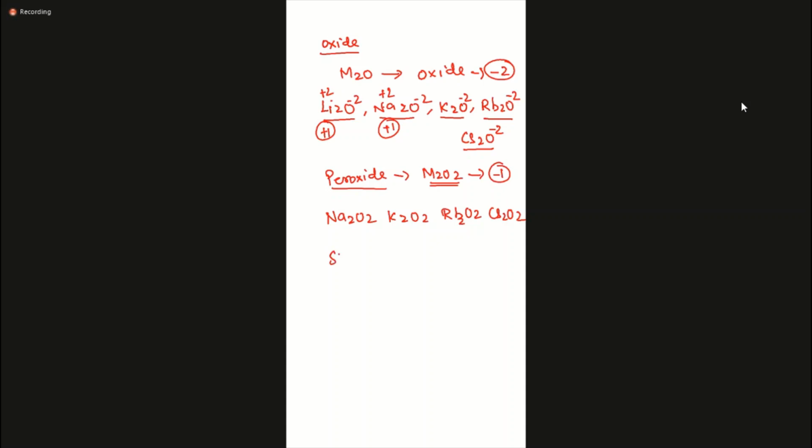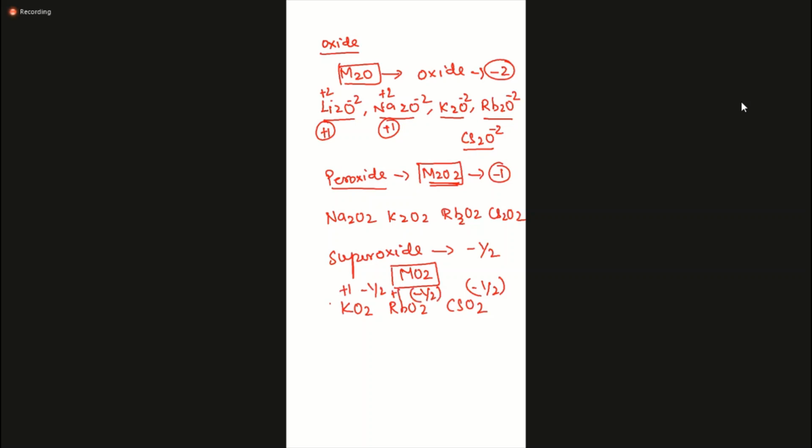Next, superoxide. Wherever superoxide is there, the oxygen oxidation state is -1/2. Formula is MO2 type. This is MO2, not M2O2 or M2O. Generally lithium and sodium do not form superoxides; potassium, rubidium and cesium form superoxide. Here -1/2 is the oxidation state. Potassium is +1, rubidium is +1, cesium is +1. So for two oxygen atoms, the charge is -1, each oxygen atom is -1/2.